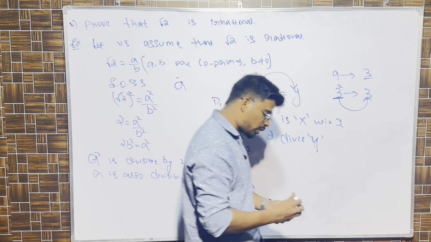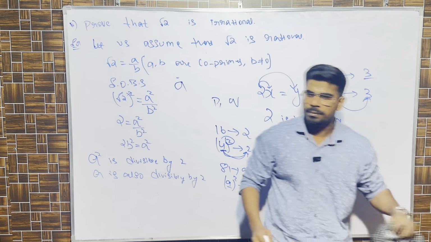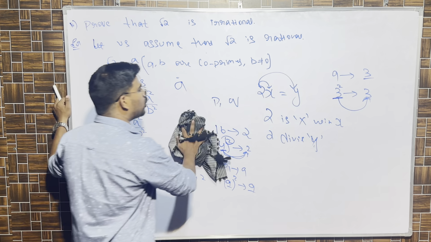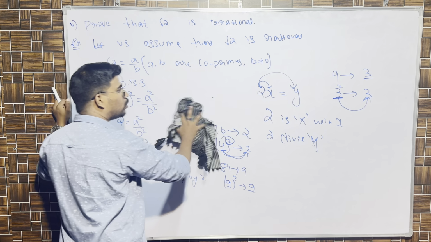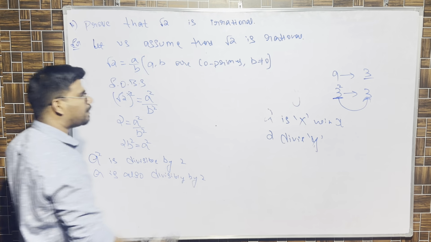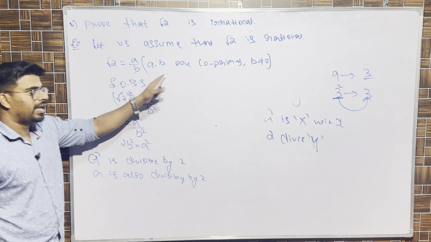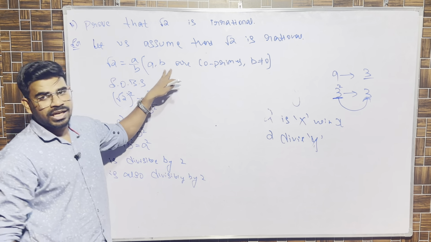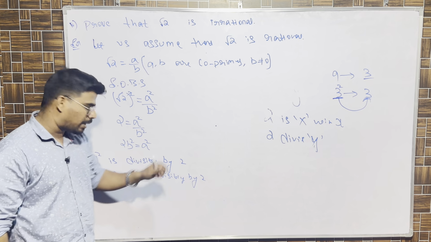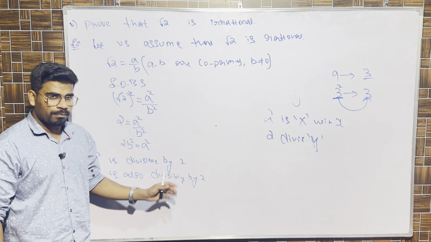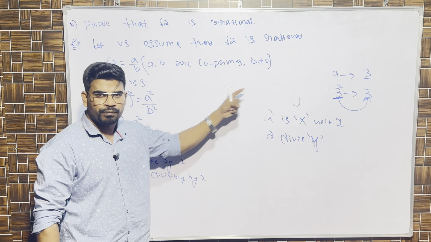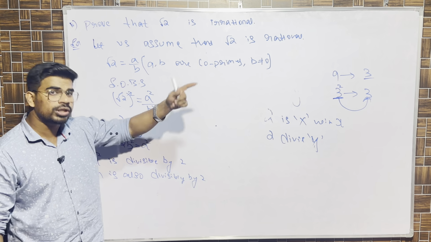Now, what was our main motive? We were proving that a and b are co-primes. In order to contradict our assumption, we have to make sure that a and b are divisible by the same number. If they are co-primes, these two numbers are not supposed to be divisible by the same number, but a is divisible by 2. If I can show that b is also divisible by 2, then a and b both are divisible by 2.